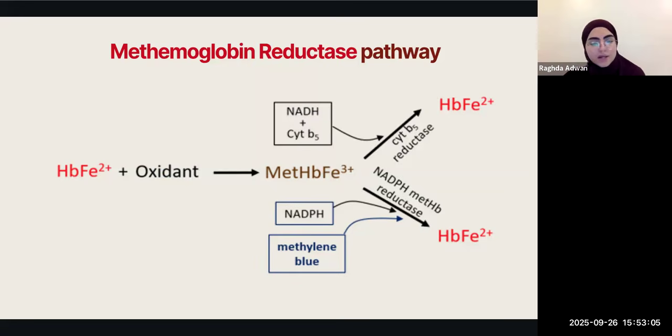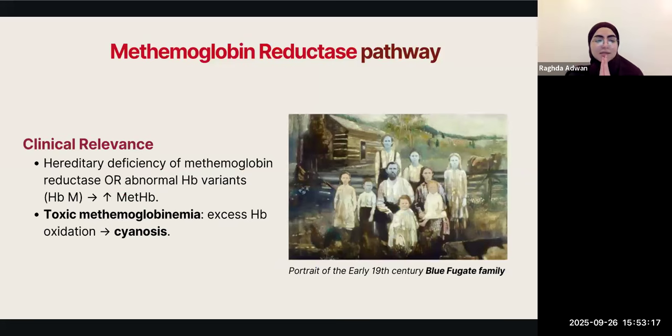Now, why is this relevant and why are we talking about this? Because some people have a genetic deficiency of methemoglobin reductase. They cannot reduce Fe3+ back to Fe2+. This is called hereditary methemoglobinemia. Methemoglobinemia means methemoglobin in the blood. It could be genetic, but it can also be acquired. So the hereditary form is one form, and the acquired form is because of drugs or chemicals or certain things that can cause methemoglobinemia.